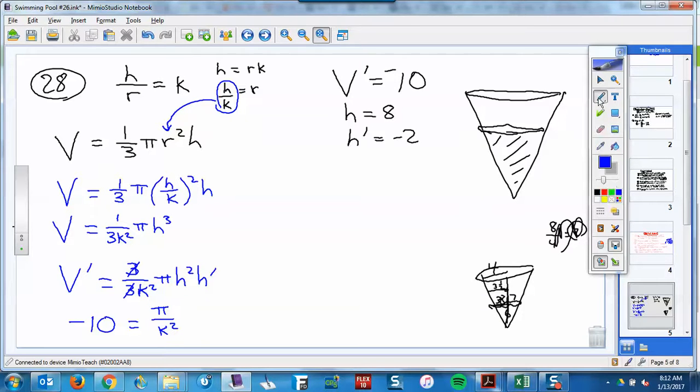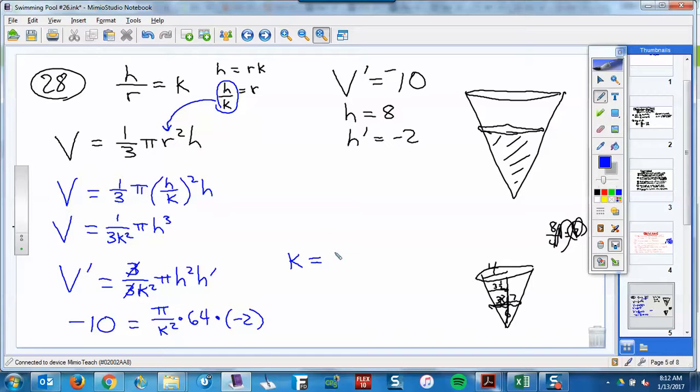H is 8, so that would be 64. And h prime is -2. So now I just got to solve that for k. K is positive, so we're in the square root. What do you get? 6.24.